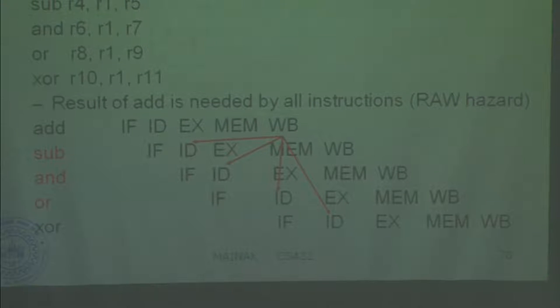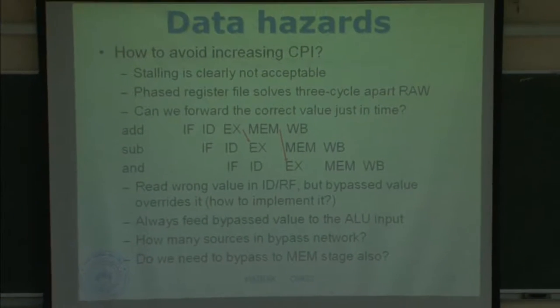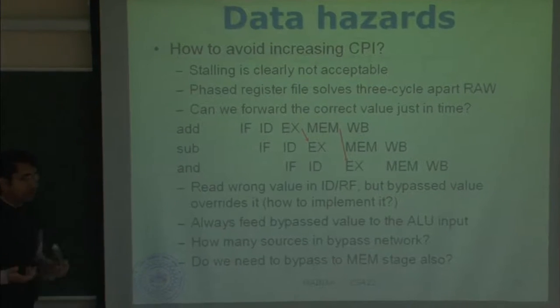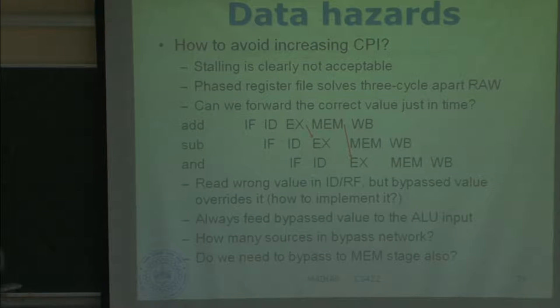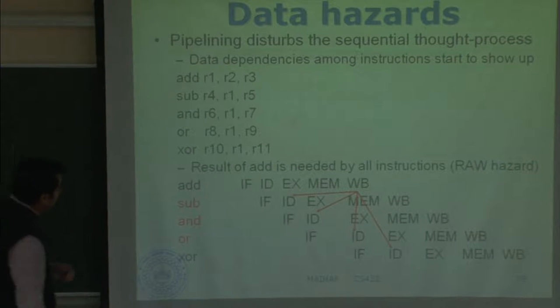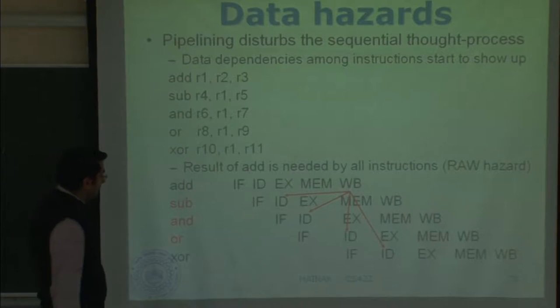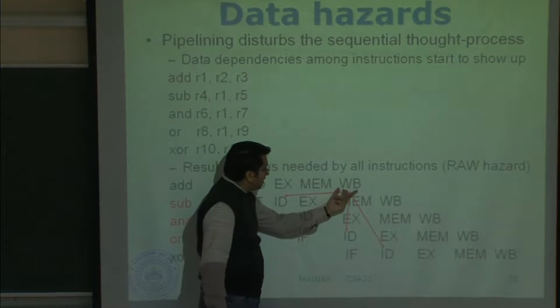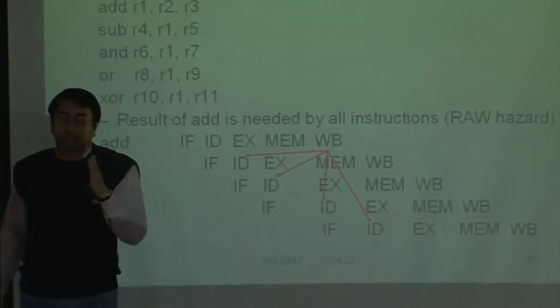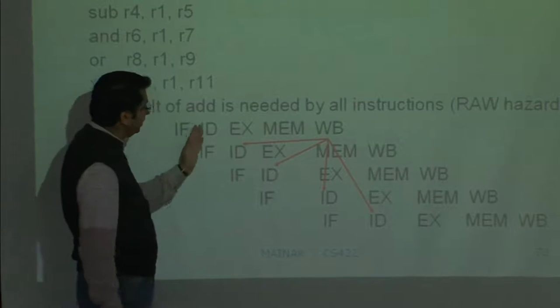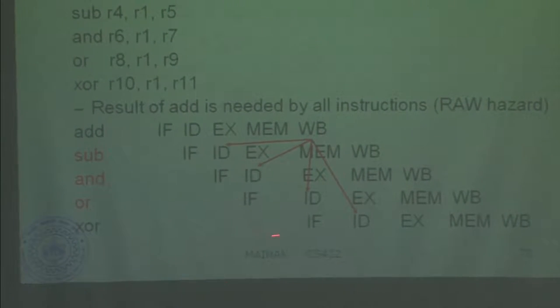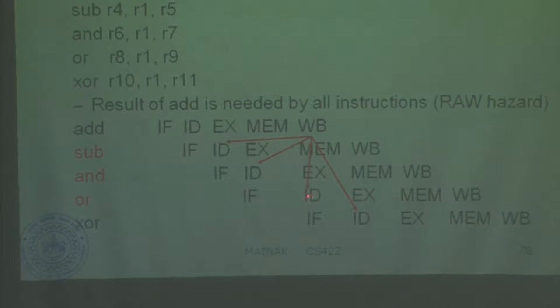Okay. So how do we avoid increasing CPI? Stalling is clearly not acceptable. There is something called a phased register file, which solves the three cycle apart RAW dependencies. Just like the way we got rid of one branch bubble by doing phased branch execution, here we can see that register write back completes in the first half of the cycle, and register read happens only in the second half of the cycle. In that case, this one will get the correct value from the register file.